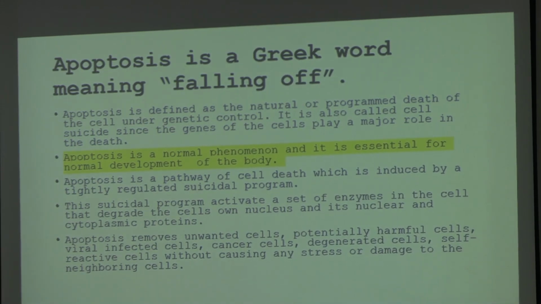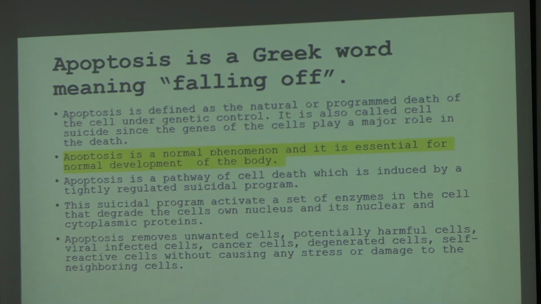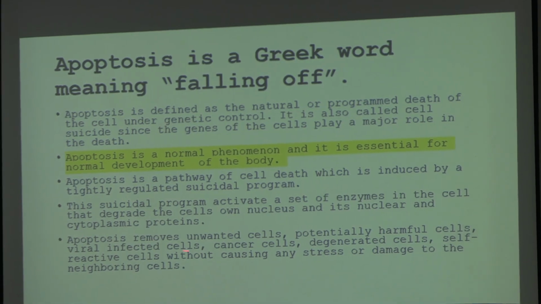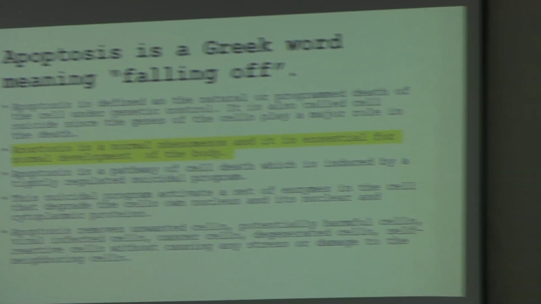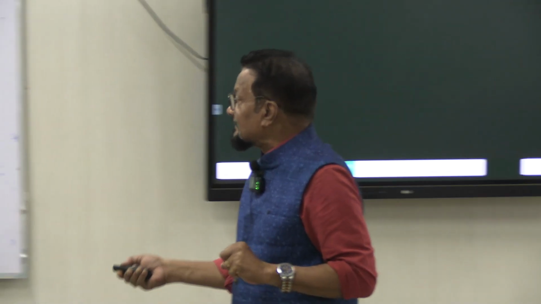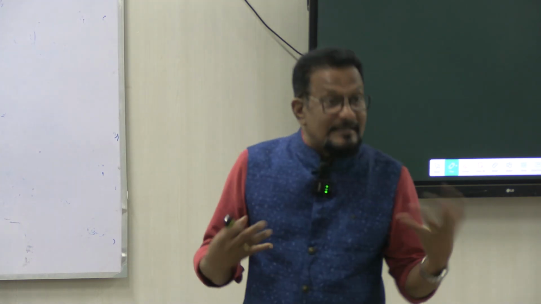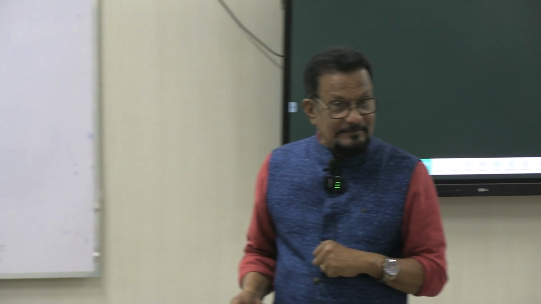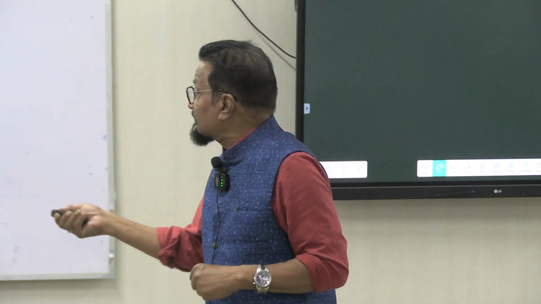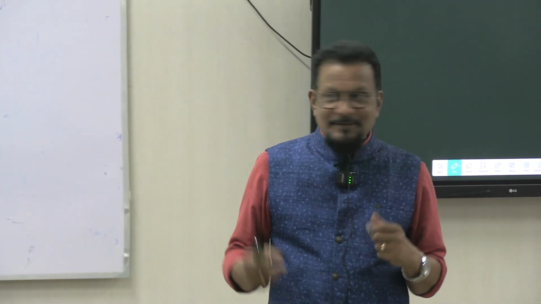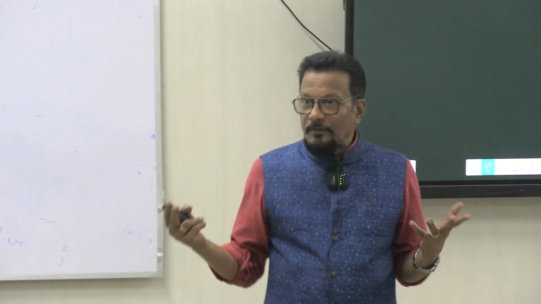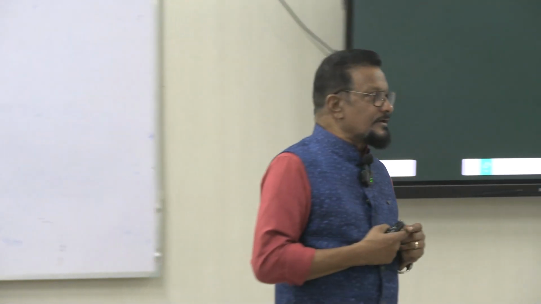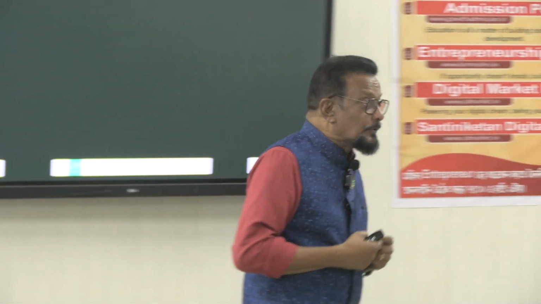And apoptosis removes, see, one of the significances: it removes unwanted cells. It removes potentially harmful cells like cancer cells, virally infected cells, and degenerated cells. We have learned degeneration and regeneration of neurons.